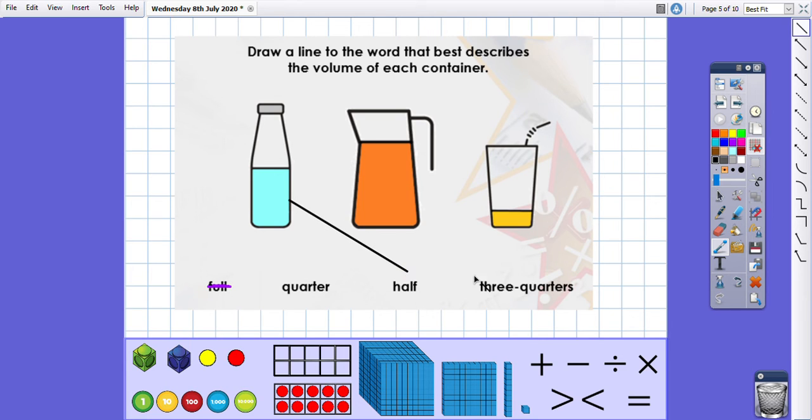Well done. Which one looks quarter? Now remember, a quarter is smaller than a half. So this isn't a quarter, is it? So it must be this one. And 3/4 is 3 of these, and it's more than a half, which is the jug of orange juice, because look, it's more than half but not quite full to the top.